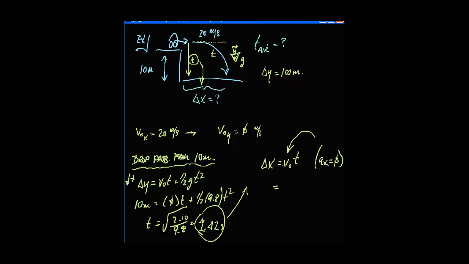So initially, how fast are we going in the x direction? The problem tells us initially we're going 20 meters per second. How long are we in the air? 1.42 seconds. If I take 20 times 1.42, I get 28.4 meters. It tells us how far they land.